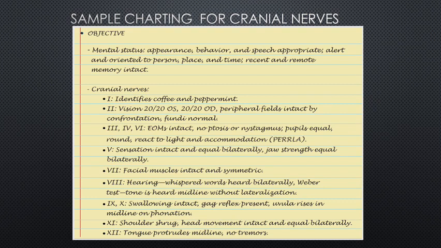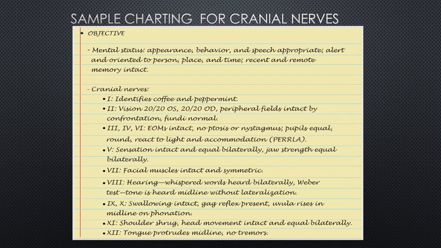Cranial nerves 3, 4, and 6, extraocular movements are intact. There's no ptosis or nystagmus. Pupils are equal, round, reactive to light and accommodation, or you can write PERRLA. Cranial nerve 5, sensation intact and equal bilaterally. Jaw strength equal bilaterally. 7, facial muscles intact and symmetric. 8, hearing using the whispered words test, they can hear bilaterally. If you have to do Weber's, you can say tone is heard midline without lateralization. And then you can also do Rinne's test as well, and you would want to say air conduction is greater than bone conduction.